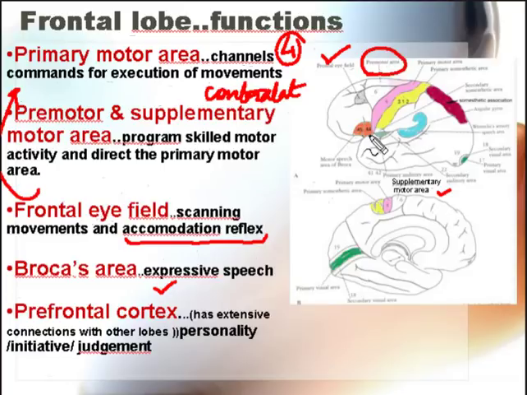Then this area here, which is known as the prefrontal cortex. So this is called the prefrontal cortex. This is very, very important. It has extensive connections with other lobes, and it is responsible for personality, initiative, judgment, decision making. So it has a lot of connections. So let me just tell you all the things that this prefrontal cortex can do.